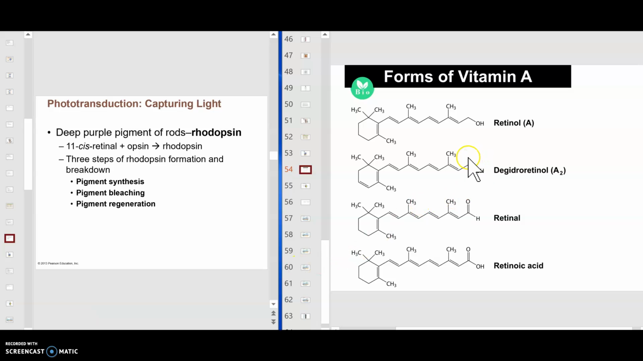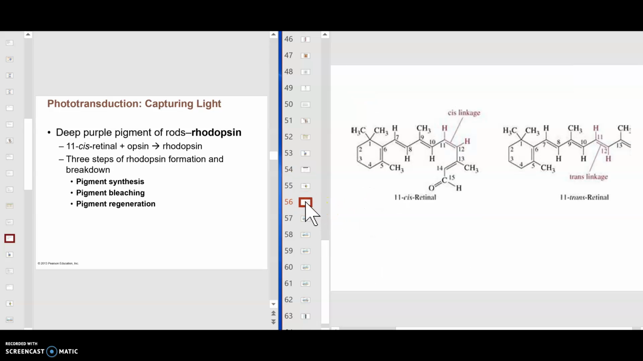Okay, we're going back to the vitamin A again to look at retinol versus retinal. So the retinol, vitamin A, retinal conversion. Now, when I go to the retinal, I want to draw your attention to this here. There are 2 forms of this retinal, an 11-cis retinal and 11-trans. Let's look at the chemistry a little bit.